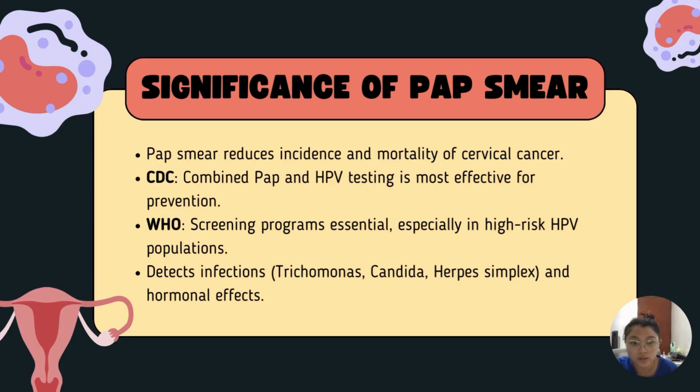Similarly, the WHO emphasizes cytology-based screening as a public health measure, particularly in regions with high HPV prevalence. Aside from cancer detection, the pap smear can provide clues about hormonal influences and detect infections caused by organisms like Trichomonas vaginalis, Candida albicans, and herpes simplex virus, which may alter cytology.